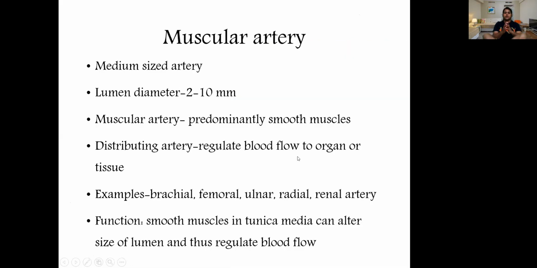Let us move towards the muscular artery. The muscular arteries are also called medium-sized arteries, and they have a lumen diameter of about 2 to 10 mm. It has predominantly a smooth muscle cell layer, and they are also called distributing arteries because they regulate blood flow towards the organs. When the arteries are specified to a particular organ or particular limb, you may call it a muscular artery. To give an example, the main artery towards the lower limb is the femoral artery, so that's a muscular artery.